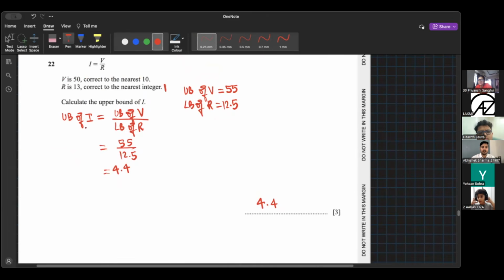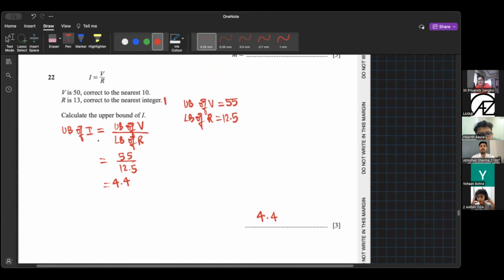This is math, not physics. No, it's fine. You don't have to write down the units. Good. Ampere. We just have to find the value. Units were not given. If the units are given, then we have to write. Here the units are not given, hence we can leave the answer at 4.4.